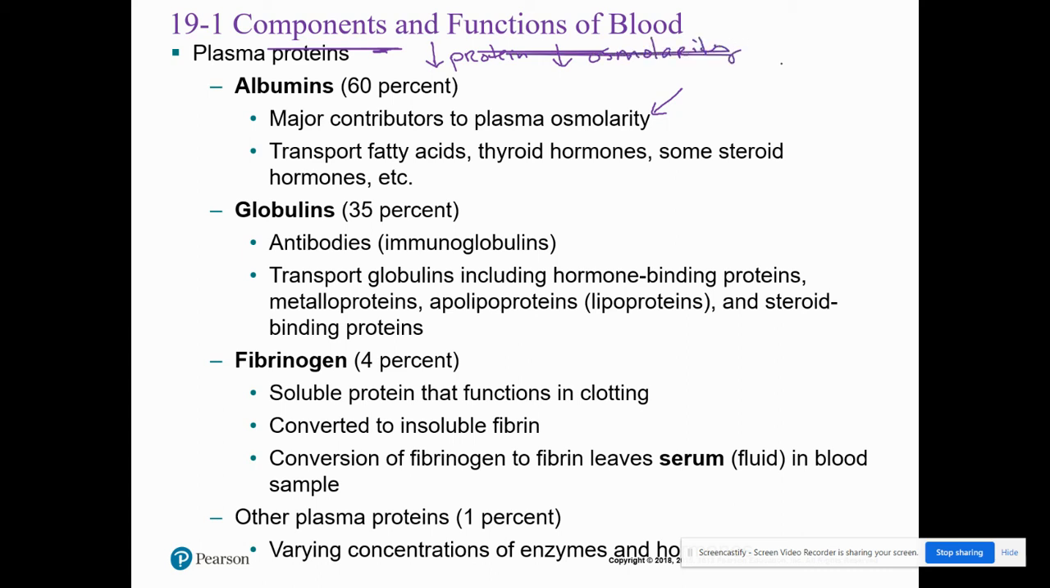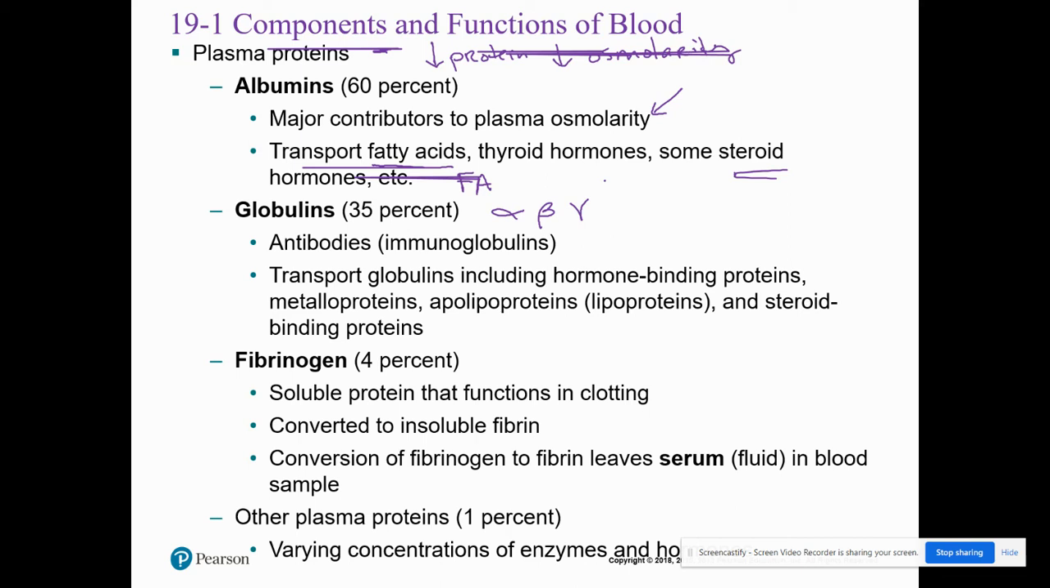Which, don't worry, we're not going to be calculating osmolarity. Okay. But albumins are dissolved proteins. They are a very large contributor to osmolarity. They're going to help to get fatty acids where they need to be, which, if I haven't already told you, my abbreviation for fatty acids is FA. The hormones from the thyroid that we talked about in the last chapter, and some of our steroid hormones. There are 3 types of globulins, alpha, beta, and gamma.